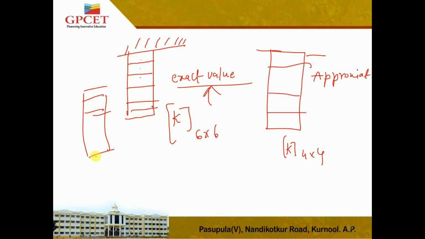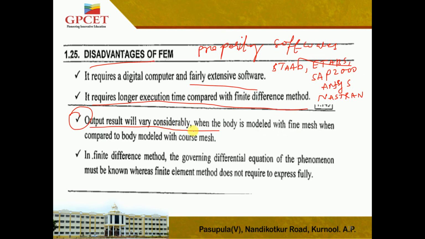When the mesh has a lot of parts, it will take a lot of time, but we will get the exact value. And if the mesh is not closely spaced, that is, the body is not divided into a lot of parts, then we will get approximate solutions, but in very little time. That is the meaning of output results varying considerably when the body is modeled with a fine mesh compared to a coarse mesh.